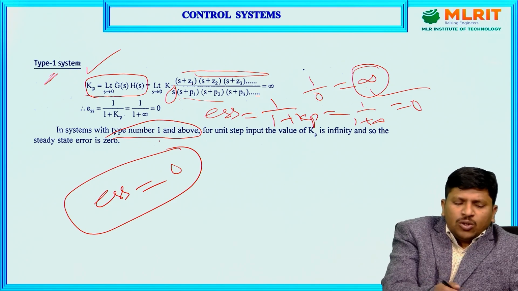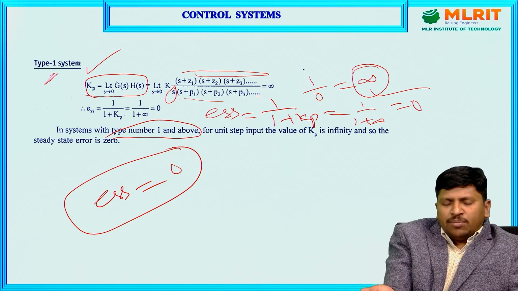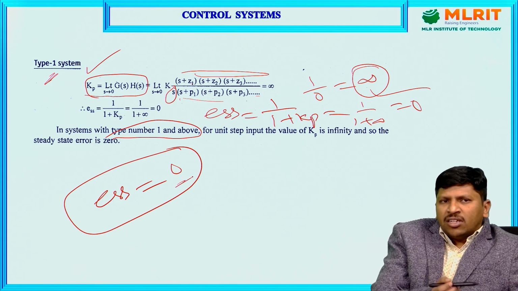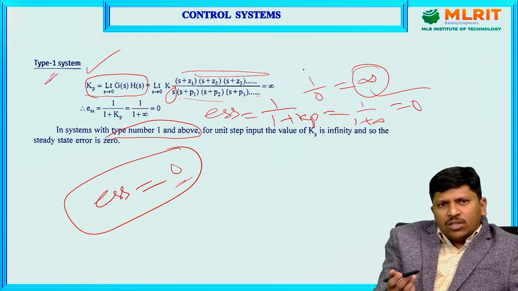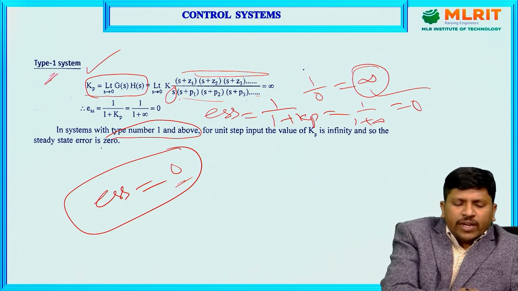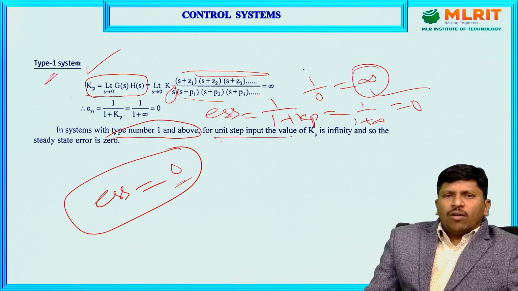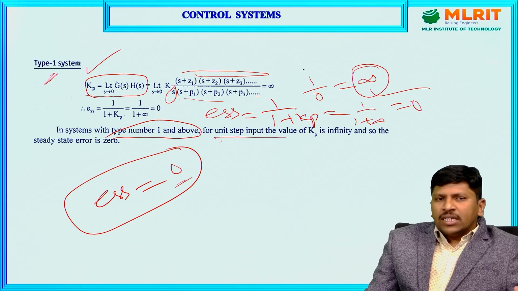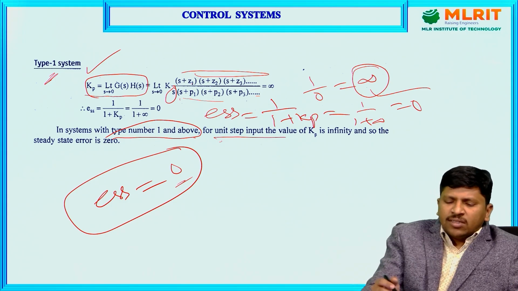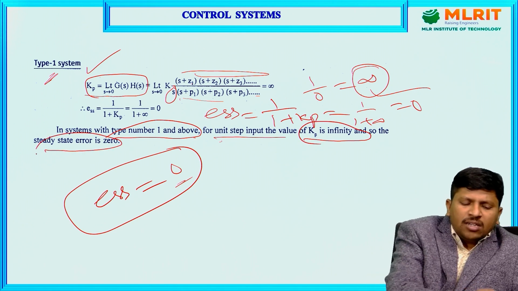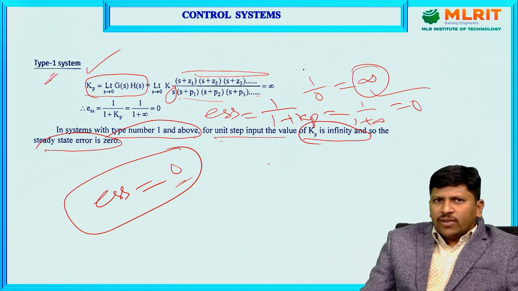So no need to calculate type 2, type 3 and so on, because type 1 has got the steady state error 0. Next, type 2 also 0 only, type 3 also 0. That's why for type number 1 and above, for unit step input, the value of positional error constant is infinity and steady state error is 0. Positional error constant is infinity and steady state error is 0. These two terms are very important.